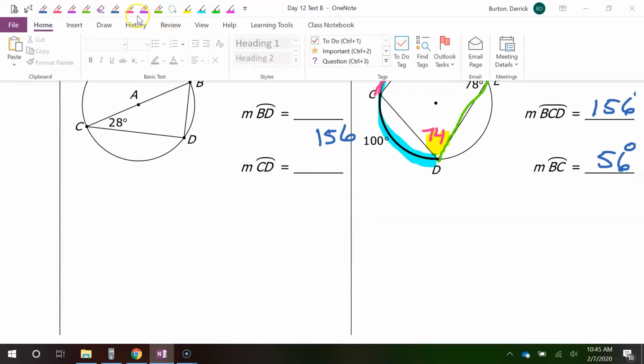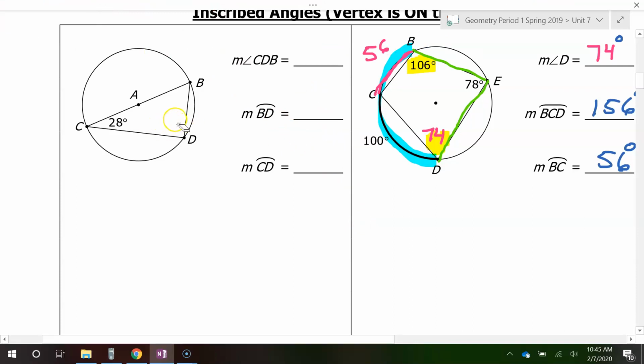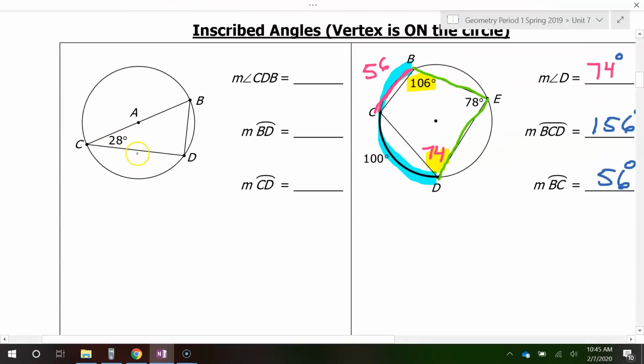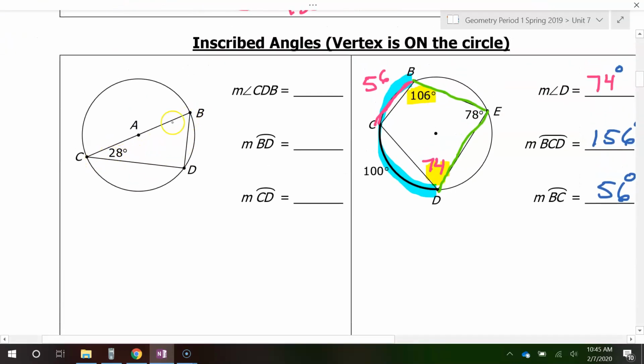Okay, I need to erase this. It's in my way. Okay. The first thing that jumps out at me before we even get started: when you see a triangle that is sitting on a diameter like this, we automatically know that this is going to be a 90-degree angle. This is going to be a right triangle. All right, and really that's because of the diameter, that makes this a semicircle. So that's 180, and this angle, an angle on the circle, is half the arc. Half of 180 is 90.